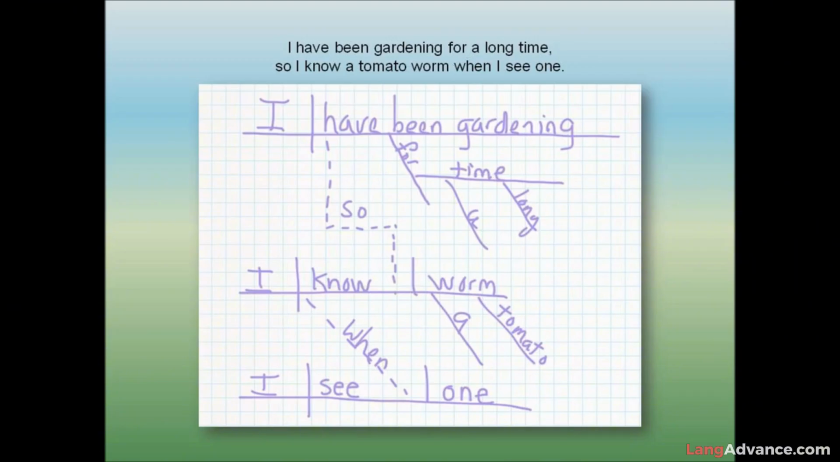So, I is the subject, know is the verb, worm is the direct object. A and tomato both describe worm. Then we have to link the second to the third at the verb with the subordinating conjunction when. Subject I, verb see, direct object one.